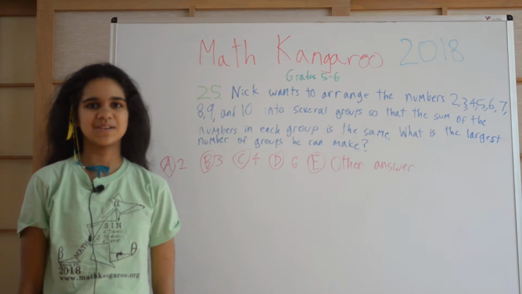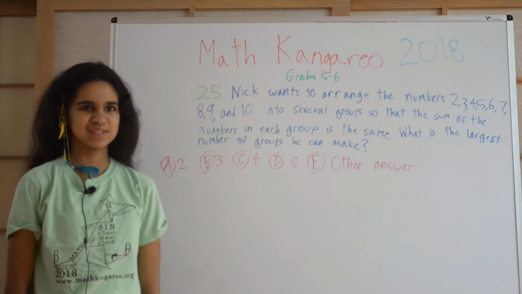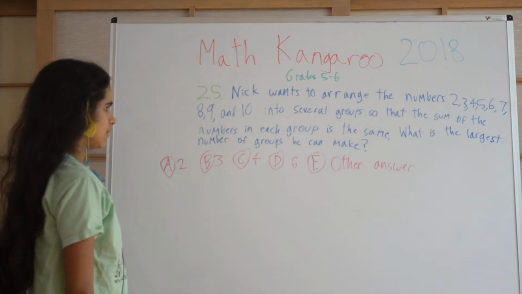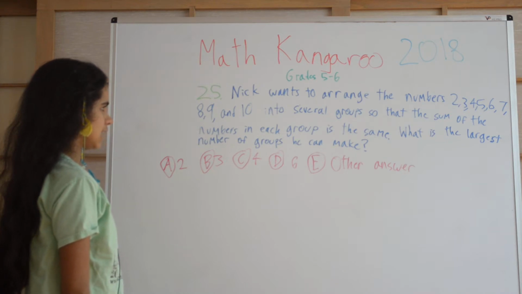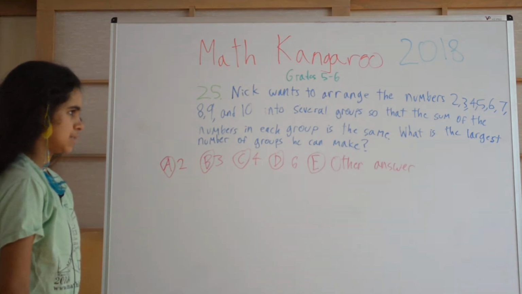Hi, today I'm going to show you how to solve problem 25 from the 2018 Math Kangaroo grades 5 to 6. Here's the problem. Nick wants to arrange the numbers 2, 3, 4, 5, 6, 7, 8, 9, and 10 into several groups so that the sum of the numbers in each group is the same. What's the largest number of groups he can make?